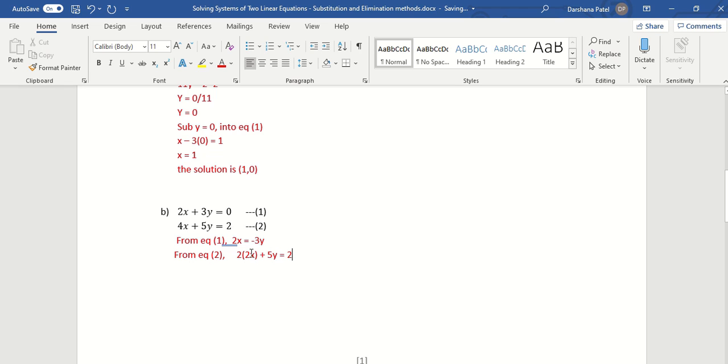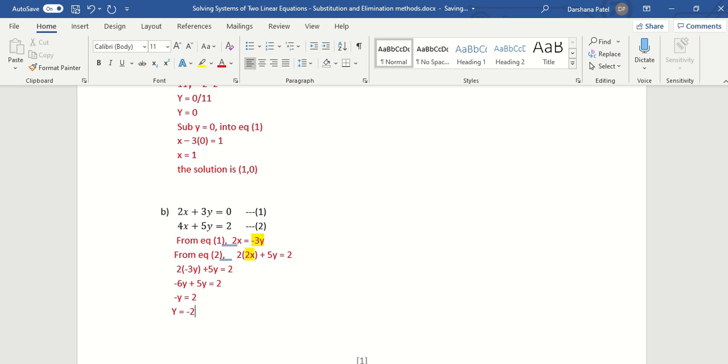Now instead of 2x here, we can claim that it is the same as negative 3y, because that's what we have from equation 1. So I'm going to substitute 2x as negative 3y. So I have 2 times negative 3y plus 5y equals 2. What we get here is negative 6y plus 5y equals 2. So we get negative y equals 2. So then we can claim that y has to be negative 2.